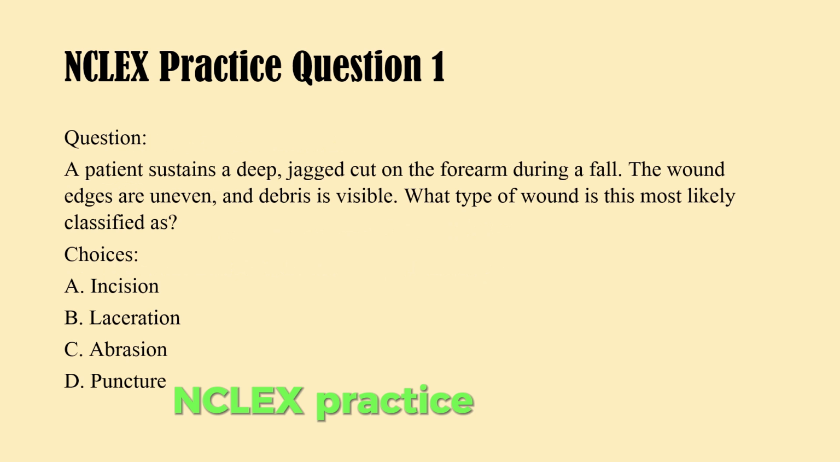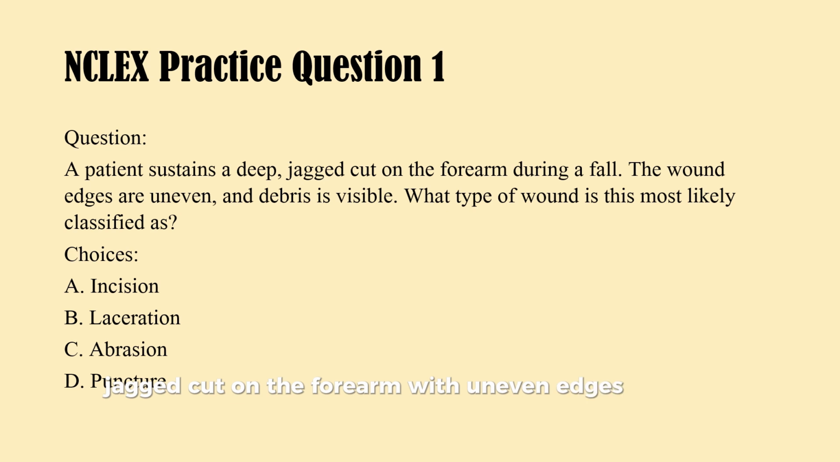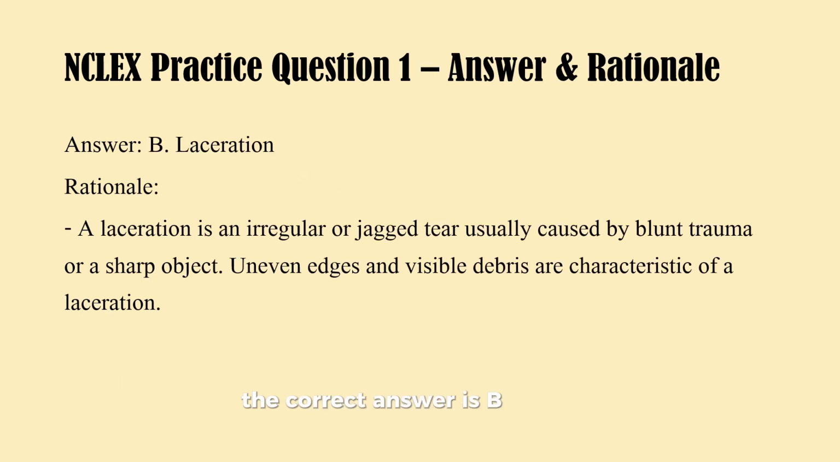NCLEX practice. Question 1. A patient sustains a deep, jagged cut on the forearm with uneven edges and visible debris. What type of wound is this most likely classified as? A. Incision. B. Laceration. C. Abrasion. D. Puncture. The correct answer is B. Laceration, because it represents an irregular or jagged tear commonly associated with blunt or sharp trauma, distinguished by uneven edges and often visible debris.